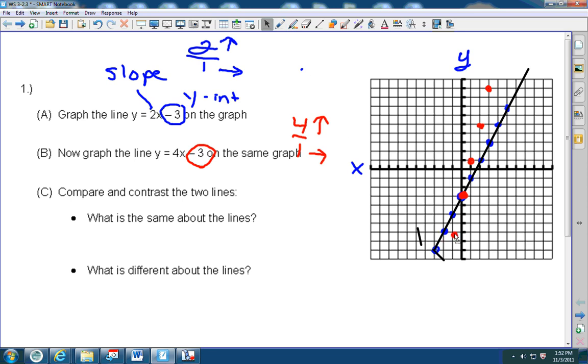Oh, I just made it go away. Hold on. Down 1, 1, 2, 3, 4. There. All right. I meant to hit this button and draw my line.